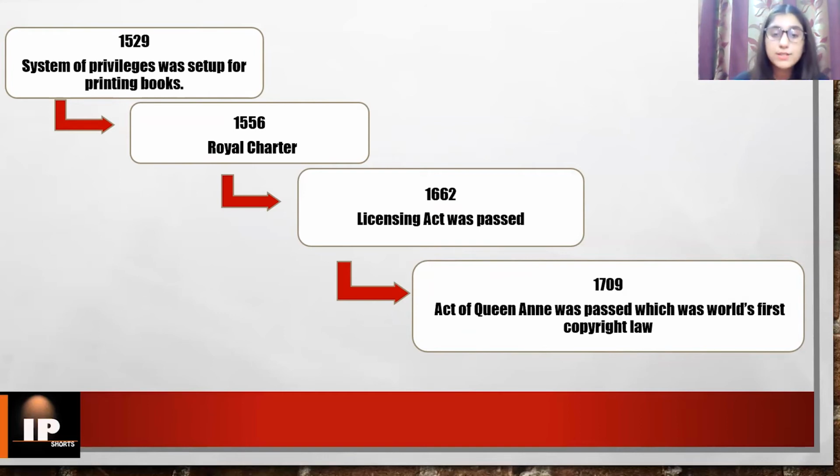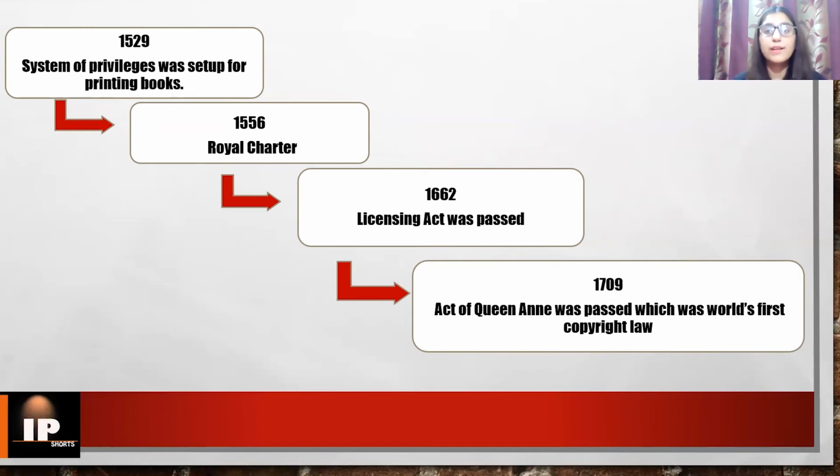That was the first time that prohibited printing of any book which was not licensed and registered with the stationers. This was the first law that aimed at protecting the literary copyright and checking piracy. However, this law was repealed in the year 1679. Now, in 1709, Act of Queen Anne was passed, which was the world's first copyright law.